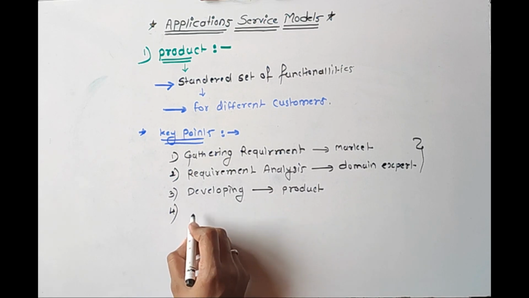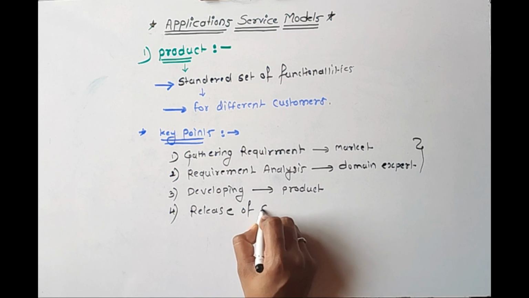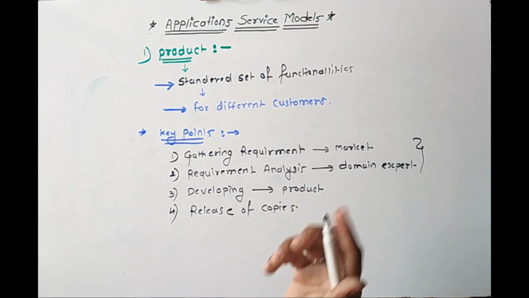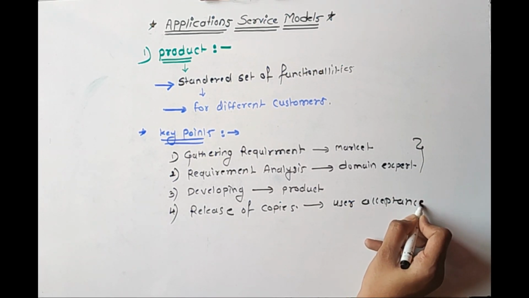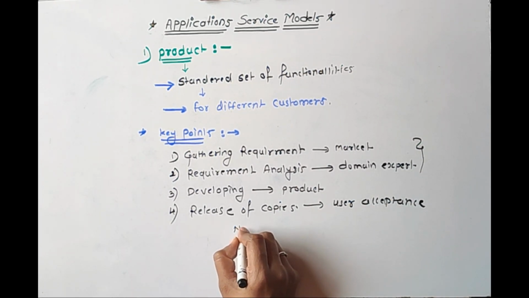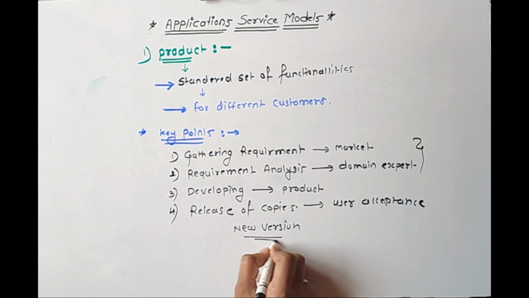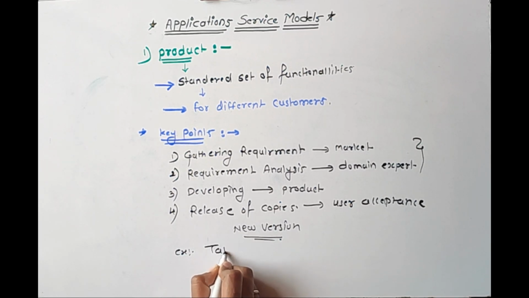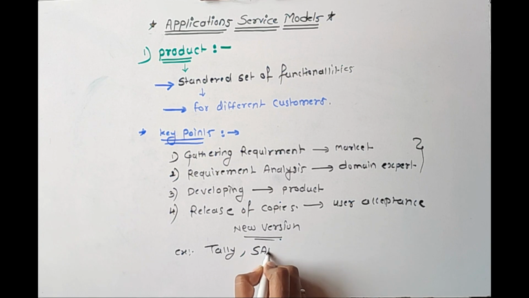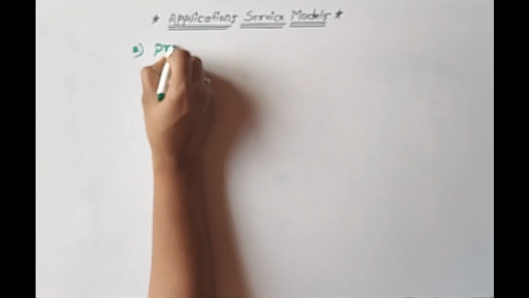And in the fourth point, we are releasing evaluation copies for user acceptance, right? And new release or new version for upgradation. We can take examples like Tally, SAP, etc. Okay. Second service model is project.